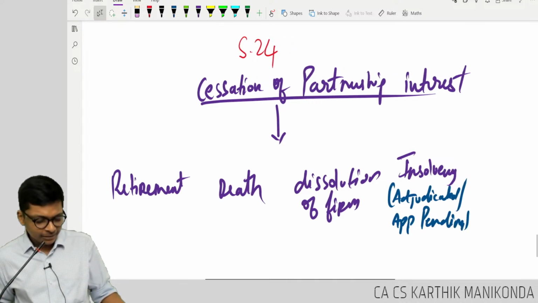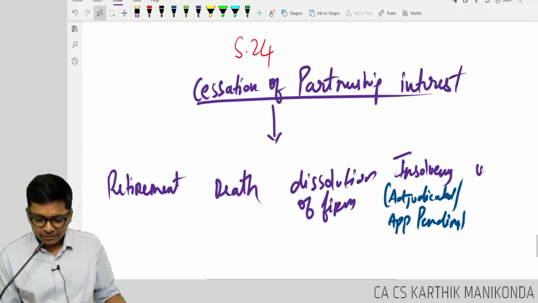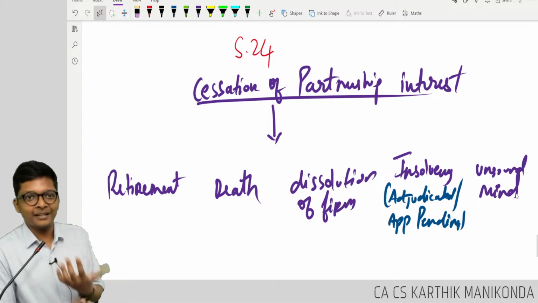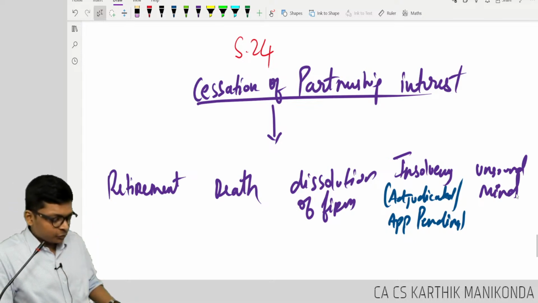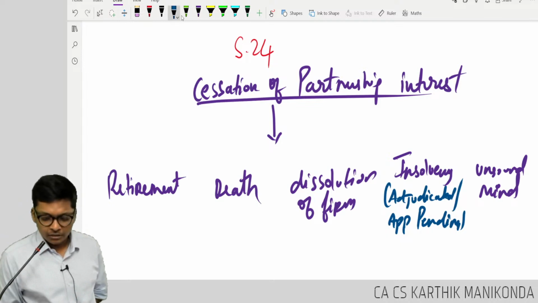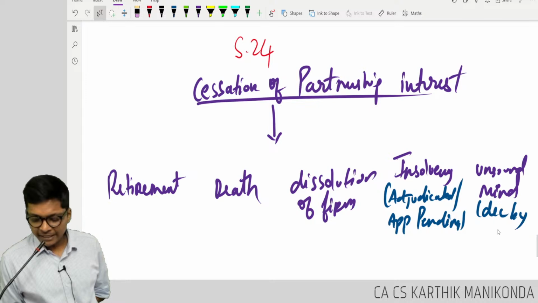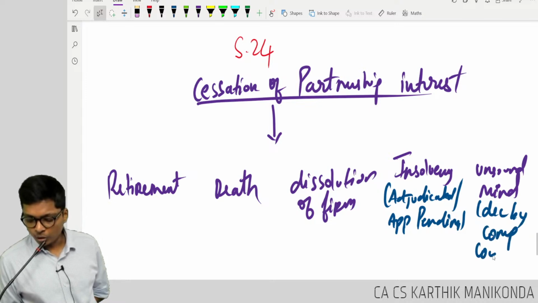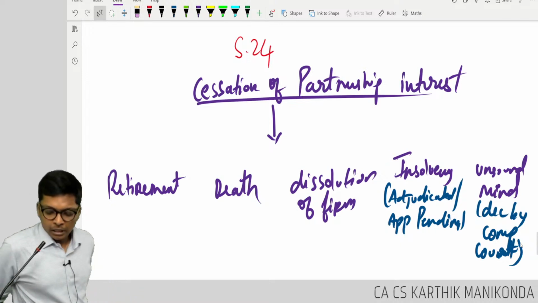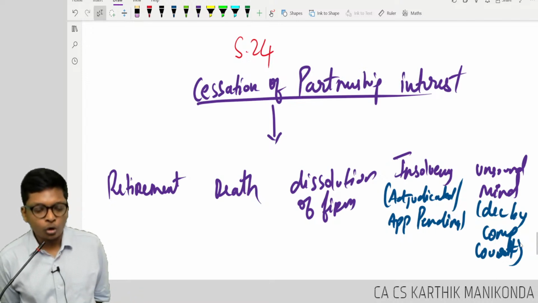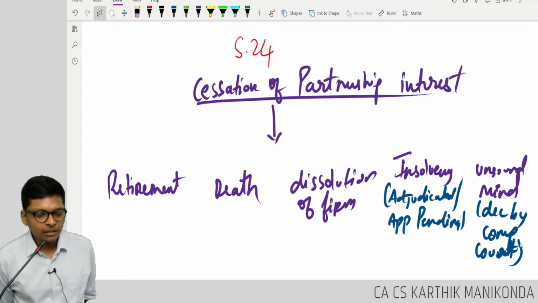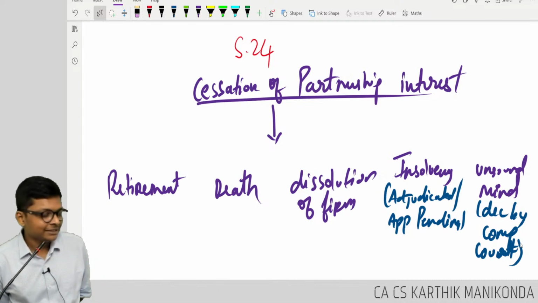Unsound mind. Correct, Radharam guessed it. What will come along with this follow-up pointer? Declared by competent court. For the purpose of LLP, these two are normal. Unsound mind declared by a competent court, insolvent, adjudicated insolvent or application pending, dissolution, death, retirement.